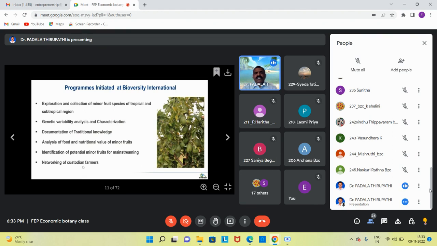So some of the programs initiated at the Bioversity International level, which we are going to discuss here: exploration and collection of minor fruit species of tropical and subtropical regions, genetic variability analysis and characterization, proper documentation, traditional knowledge, analysis of food and nutritional value of the minor fruits, identification of potential minor fruits for mainstreaming, and networking for custodian farmers.